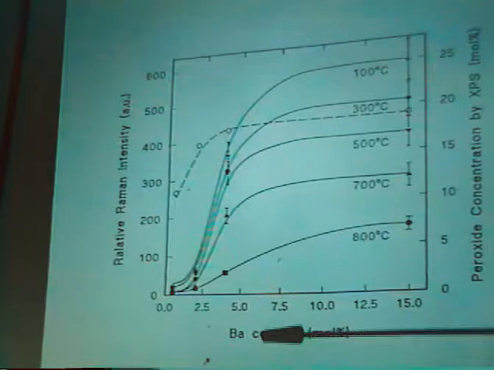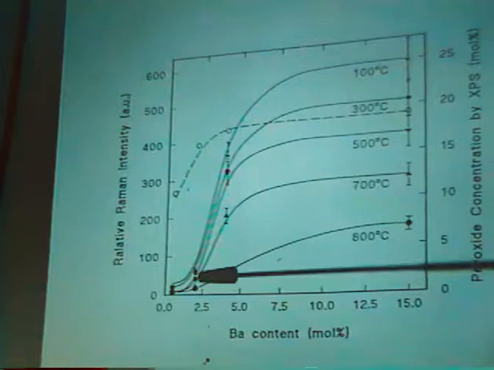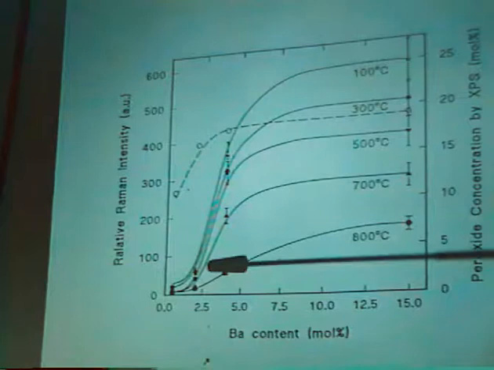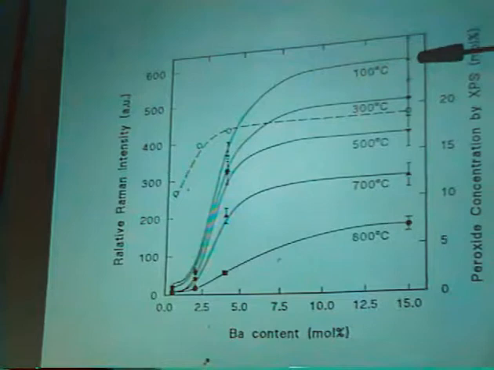That is, the signal was relatively low at the low loadings, and this is the region that I was showing in the previous spectrum. And then at about 3 mole percent barium, up to about 6 or 7 mole percent barium, there was a very dramatic increase in the amplitude of the signal, and thereafter there was a much smaller increase with increase in loading.